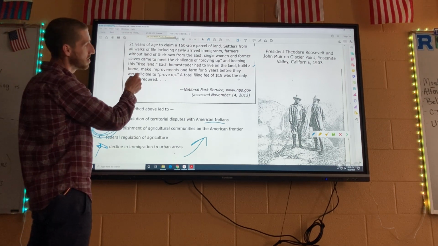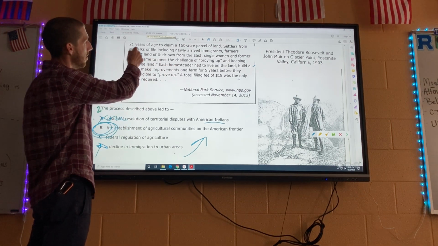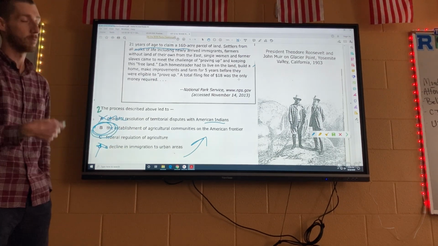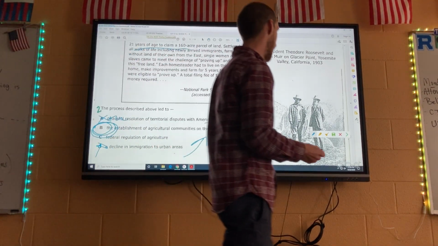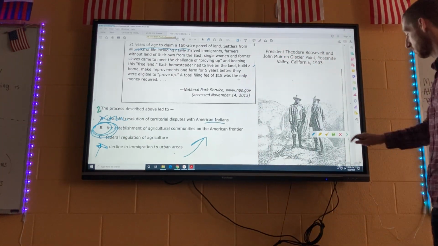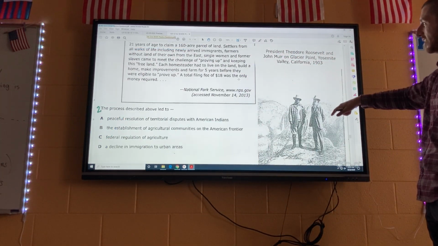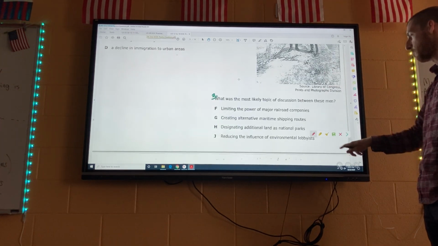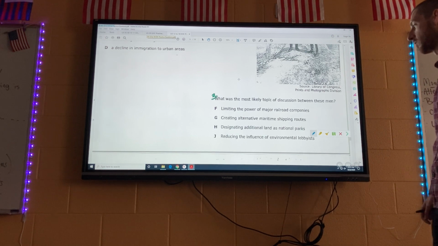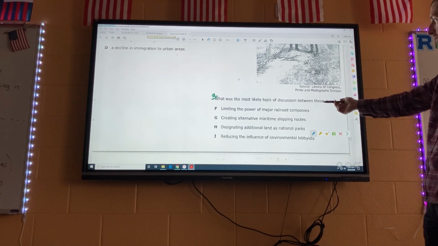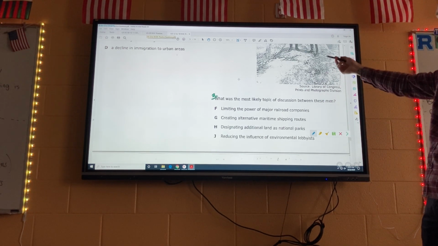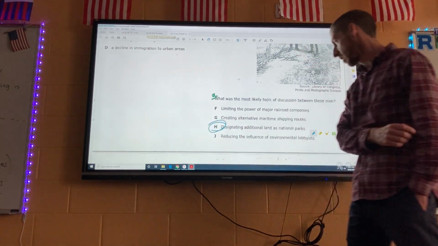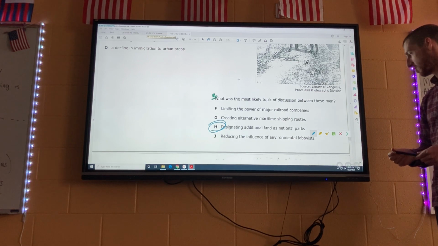Because remember, the people that lived under the Homestead Act had to farm the land. They had to improve it. See, I've been doing too many of these questions, I'm losing my mind. All right, so Roosevelt and John Muir are both proponents, not opponents, of the National Park Service. So what was most likely a topic of discussion between these two guys at Yellowstone? If you know that, then you know the answer is H. They were talking about designating additional land as national parks.